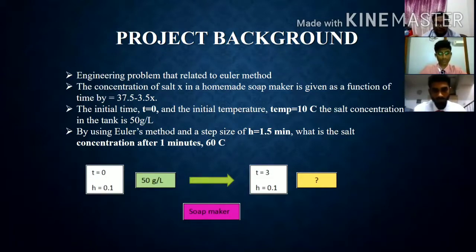To get more accuracy, we change the step size to 0.1 minute. The diagram shows the flow of the question, where the initial value is shown and the final value when t is 3 and h is 0.1.